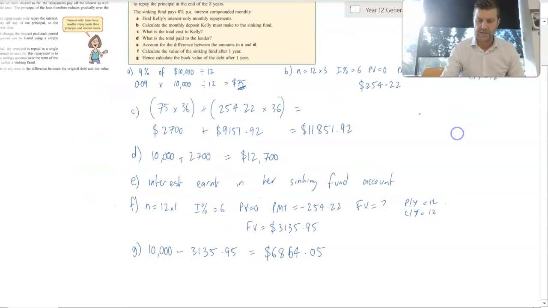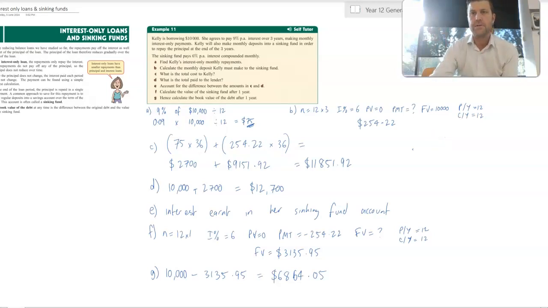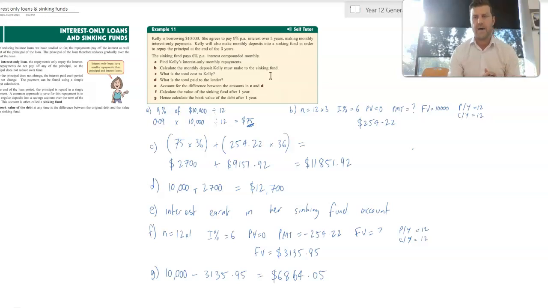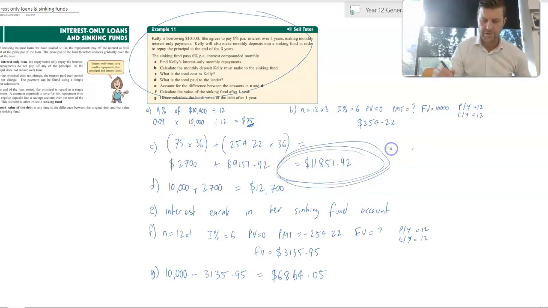And that is, again, just a basic example on interest-only loans and using a sinking fund to save enough money to pay off the total amount of that loan borrowed. Another common question that might appear with this type of question is, well, that's great that she can do all that, but considering her total outlay is $11,851.92, would she be better off using a reducing balance loan? Would that be a better option for her?